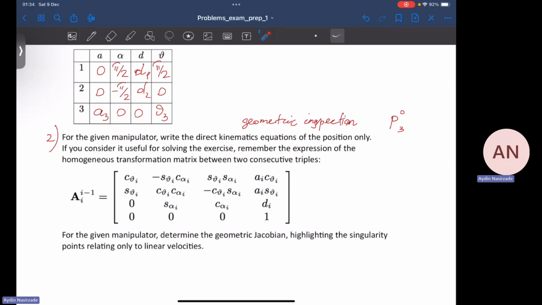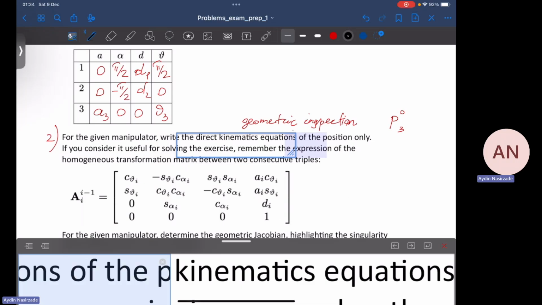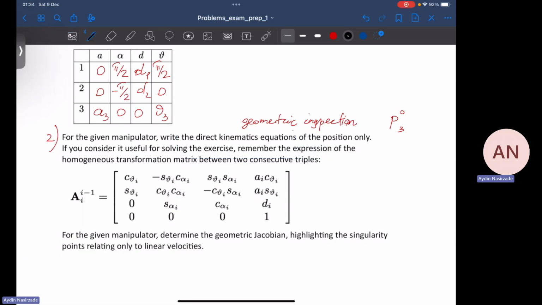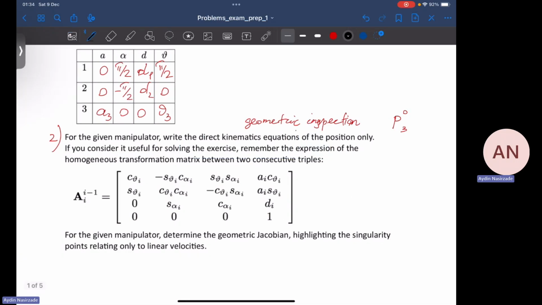We know that a transformation matrix consists of 4 parts. We have standard zeros, we have 1, right? And this is the position vector, and this is the rotation matrix, right? So you are asked to find the position vector P3 with respect to 0, which shows the position vector of frame 3 with respect to frame 0.